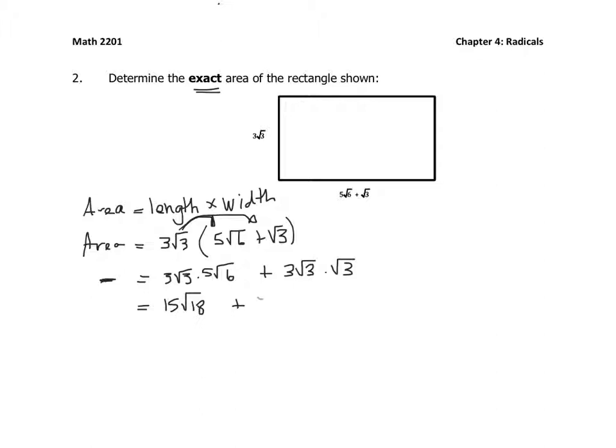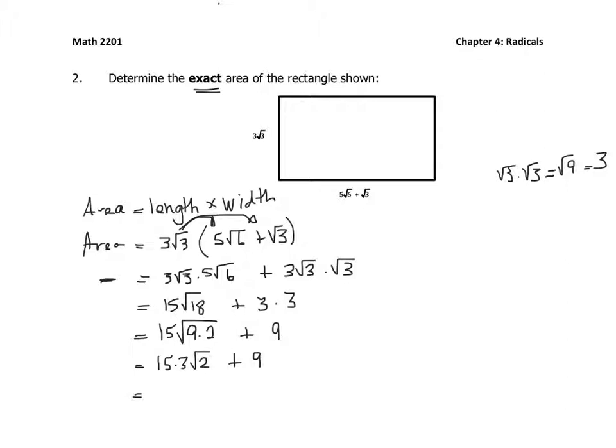And 3√9 is actually going to be 3 times 3, because √3 times √3 is √9, which is 3. So then 18 can break down as 9 times 2. And 3 times 3 is 9. And then that becomes 15 times 3√2. So all that's left inside. And that becomes 45√2 plus 9. And there's nothing more we can do with that because the radical is broken down and 9 cannot be added to the 45 because the 45 has a radical part with it.